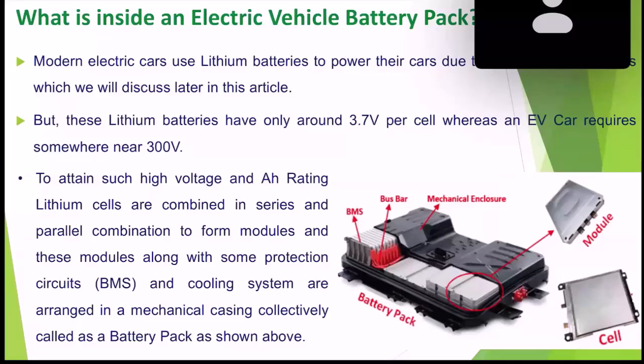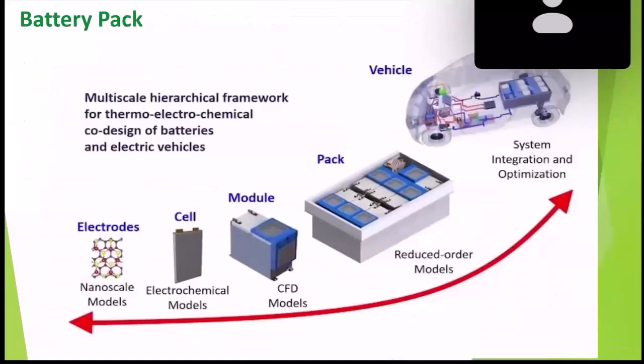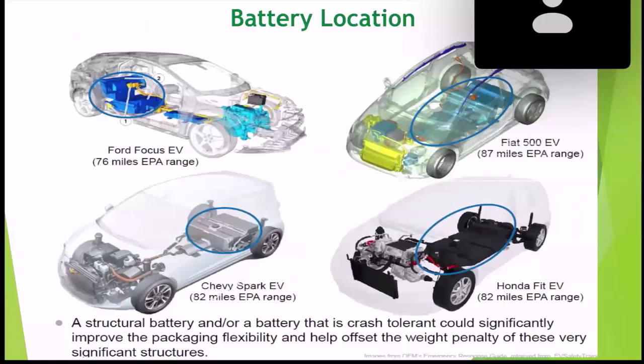So ultimately, what is present inside the battery pack? Typically, the battery pack is arranged in such a way that multiple cells are formed with the help of the electrodes, multiple cells are connected together to form a module, and multiple modules are connected to form the pack. Finally, the pack is placed in the respective location in the vehicle. The battery location varies, either on the rear side or the floor side. Most widely, the floor location is followed for the battery in the electric vehicle.